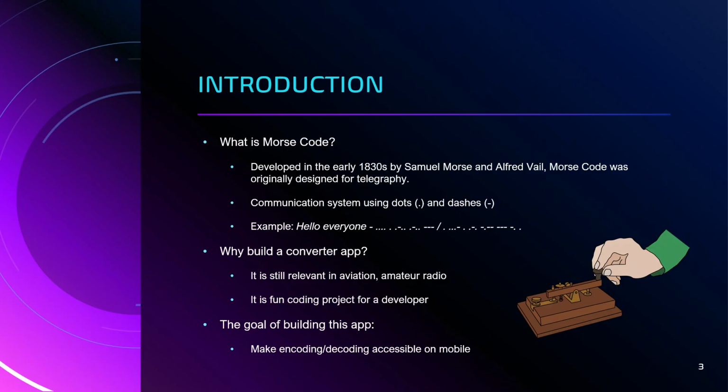So what is Morse code? It was developed in 1830s by Samuel Morse and Alfred Vail. The Morse code was originally designed for the telegraphy. It was slightly different than the other system that existed at that time. It was a communication system using dots and dashes. For example, the hello everyone sounds like this. And as you can see after the dash, that's how it looks in a Morse code.